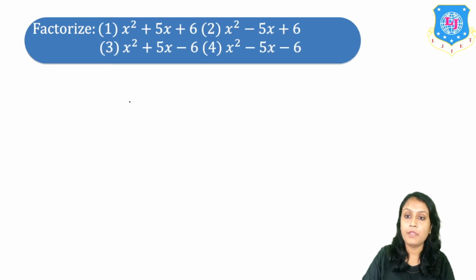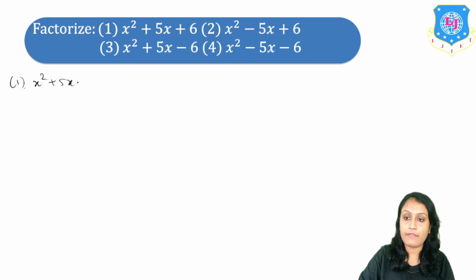Now let's factorize this term. The questions are x square plus 5x plus 6, x square minus 5x plus 6, x square plus 5x minus 6, and x square minus 5x minus 6. The numbers are the same, only the signs are different at different places. So let's start with the first sum.